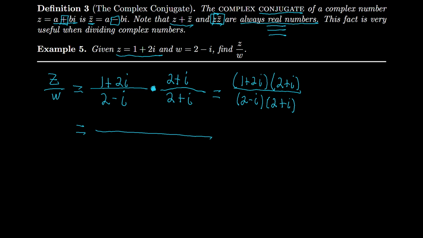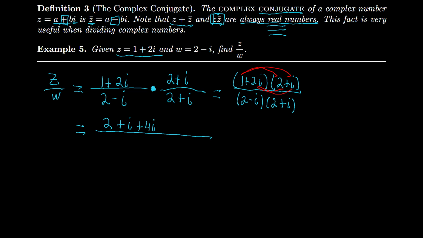So keep up with me here. I'm going to do 1 times 2, and then I'm also going to do 1 times i. Then I'm going to do 2i times 2 and 2i times i, remembering that i squared is negative 1. So we're going to do all that on the top. So 1 times 2, the first terms, is 2. 1 times i is plus i. 2i times 2 is plus 4i.